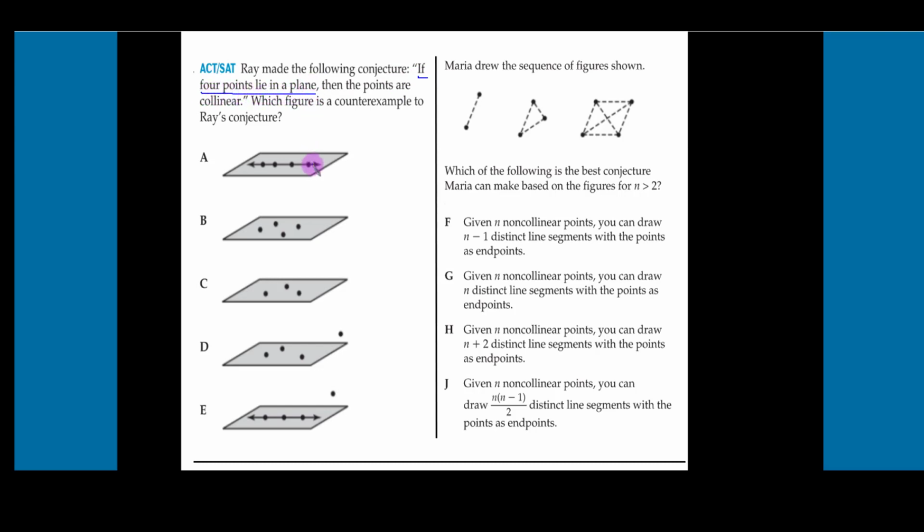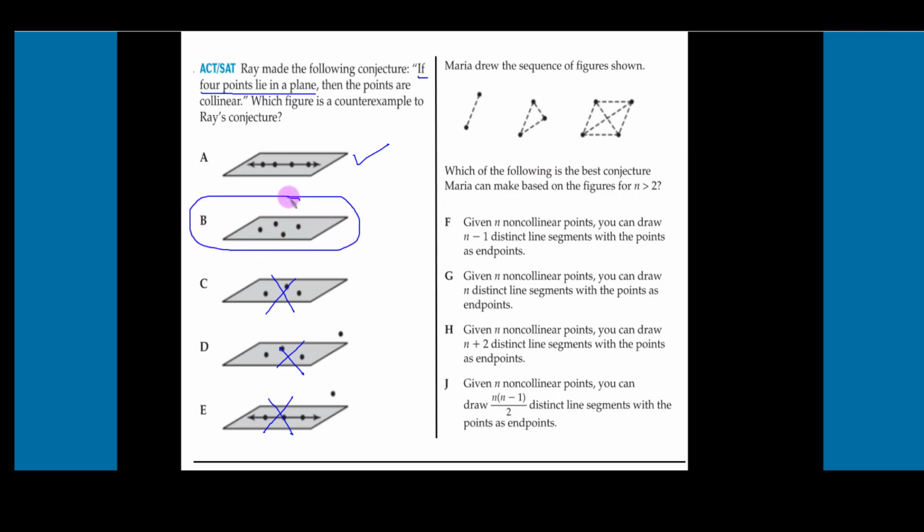Okay, here I have 4 points in the plane. This one I don't have. This one I also don't have 4 points in the plane, nor this one. So off the bat, I'm able to eliminate 3. And the question is, then the points are collinear. So if you notice right here, these 4 points are on the plane and they are collinear. So that kind of proves the conjecture. But this one has 4 points on the plane, but they're not collinear. So this will be our counterexample.